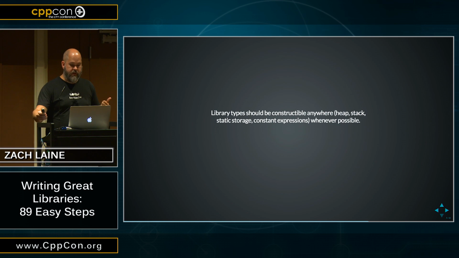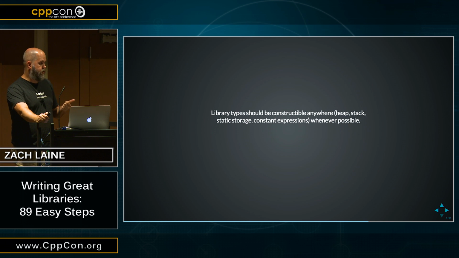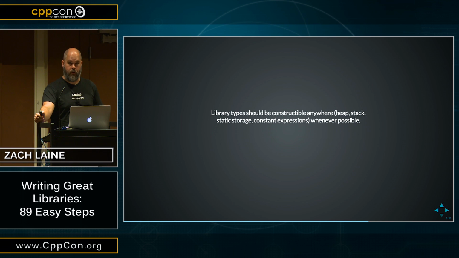So library types need to be constructible anywhere that someone wants to construct one whenever possible. Everybody knows about constructing stuff on the heap and the stack. A lot of people don't really think about making something with a constexpr constructor. And they also don't really think about making something ROMable by making it brace initializable in static scope, right?